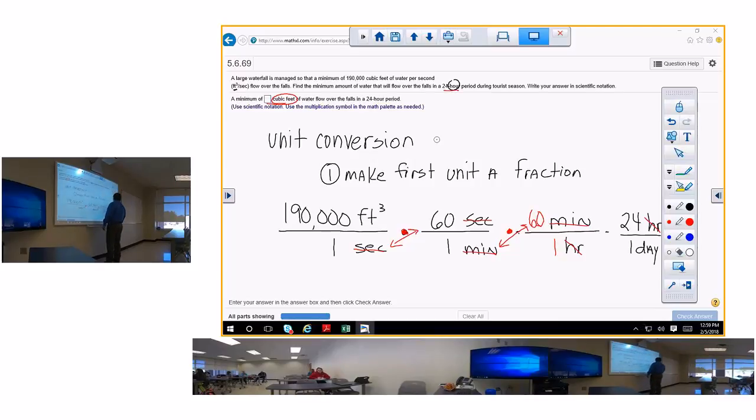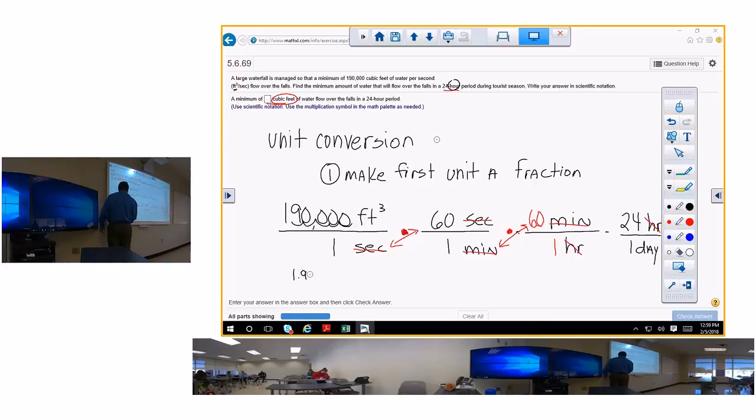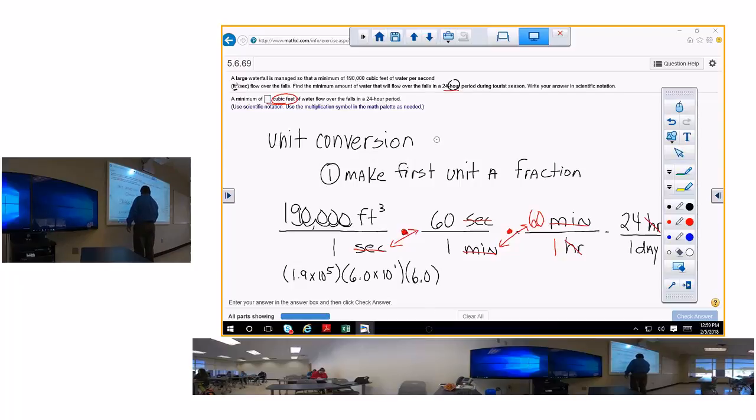So, I change everything into a what? Scientific notation. So, 1, 2, 3, 4, 5. 1.9 times 10 to the 5th power. I'm not worried. 1 times 1 times 1 times 1 is 1, so I'm not worried about the denominator. Multiplied by 6.0 times 10 to the 1st. Multiplied by 6.0. Oops.